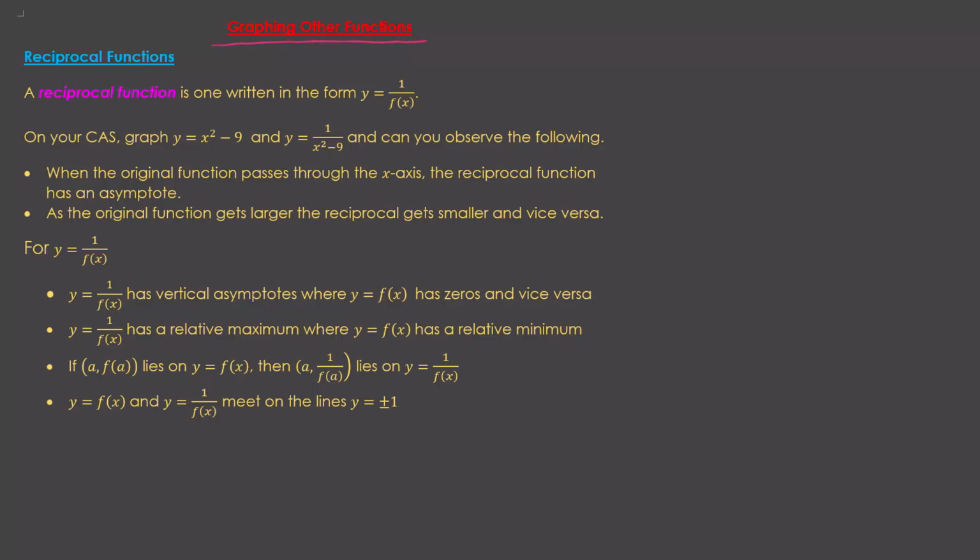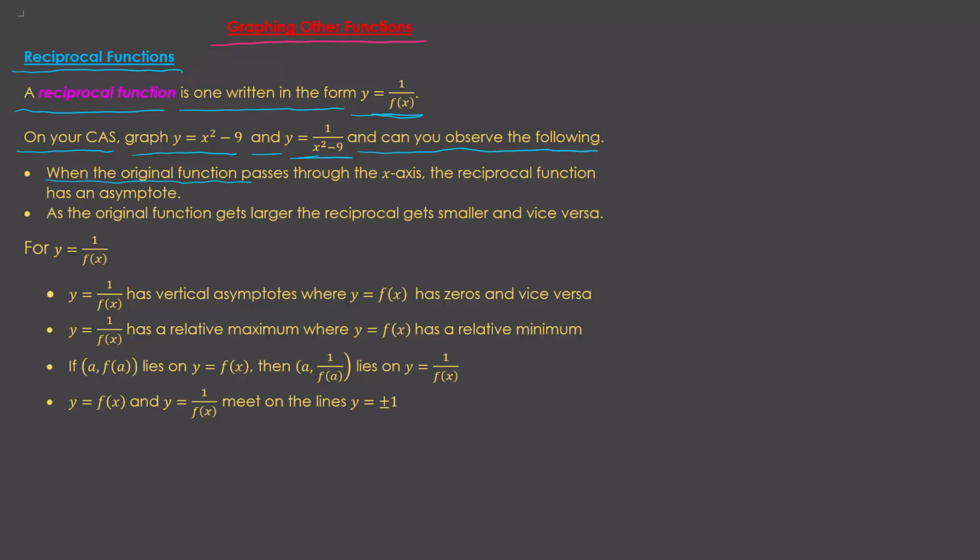Graphing other functions. So here we're going to look at reciprocal functions. A reciprocal function is one written in the form y equals 1 over f of x. On your CAS, graph y equals x squared minus 9 and y equals 1 over x squared minus 9. And then can you observe the following?